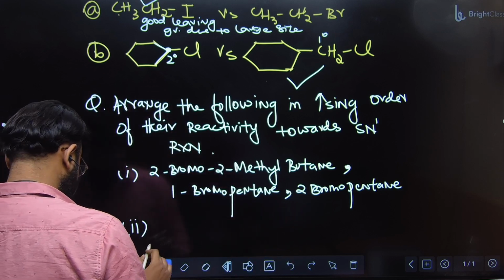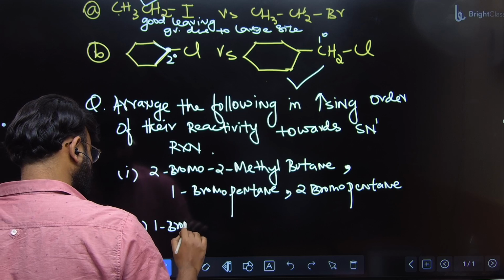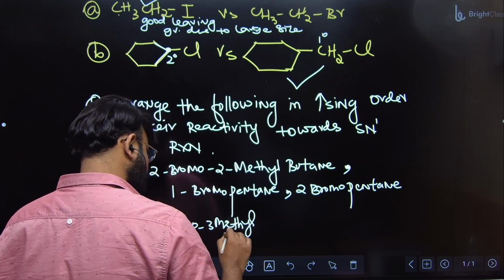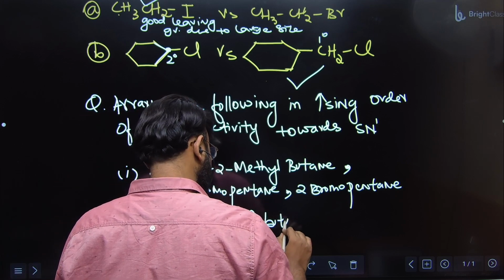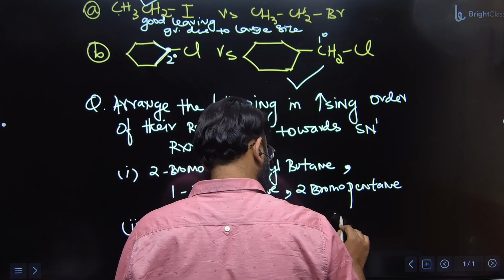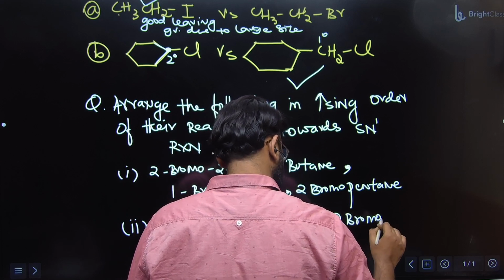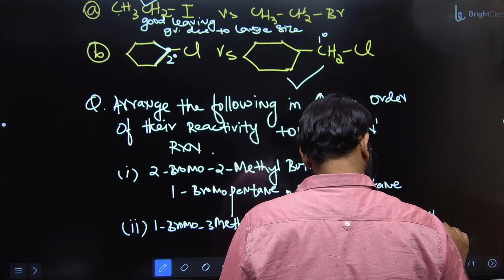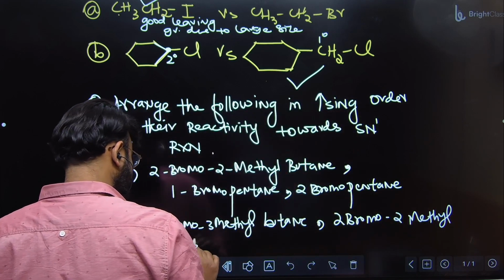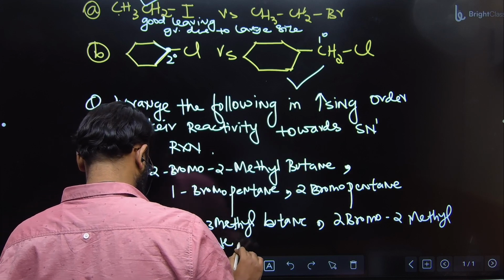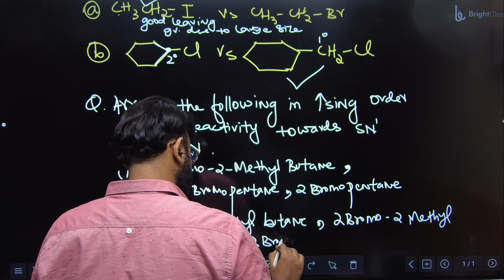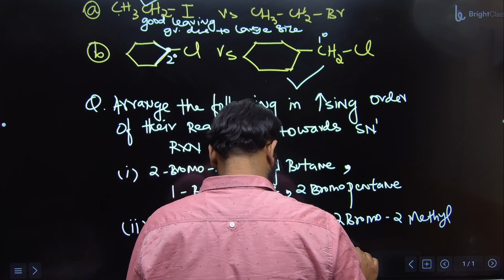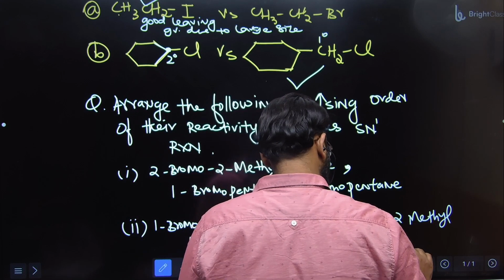Second one, 1 bromo 3 methyl butane, 2 bromo 2 methyl butane, and 2 bromo 3 methyl butane.